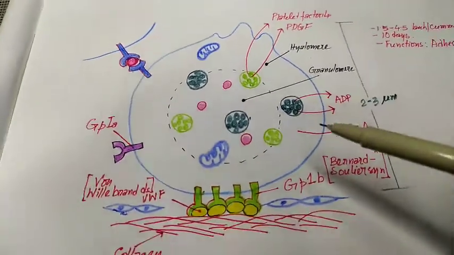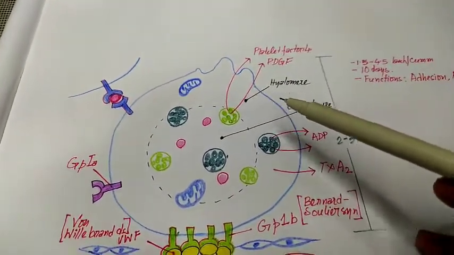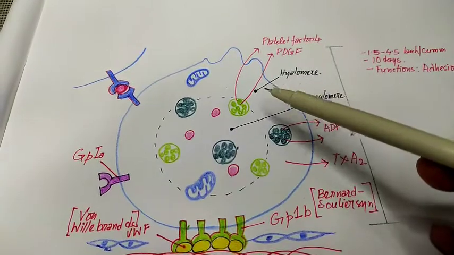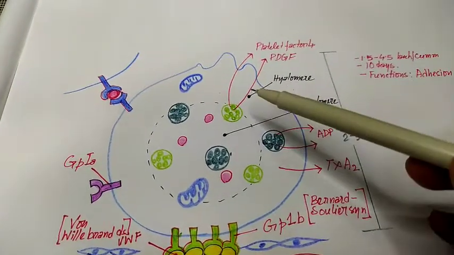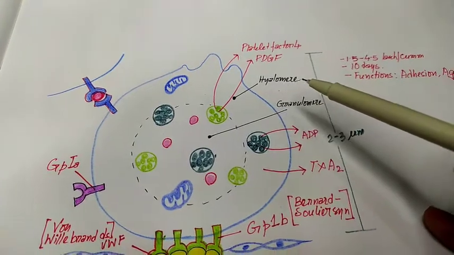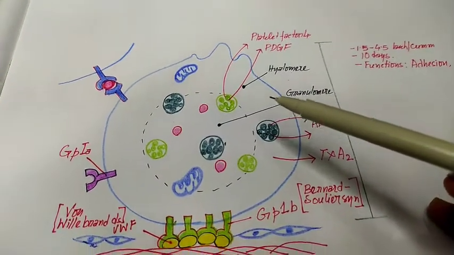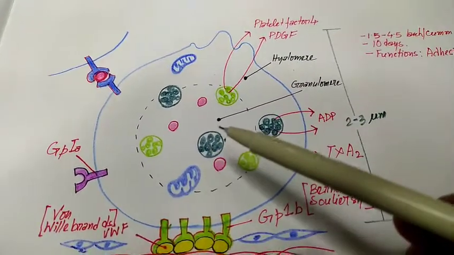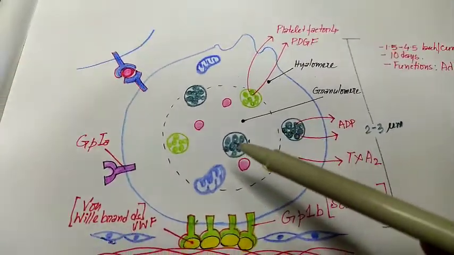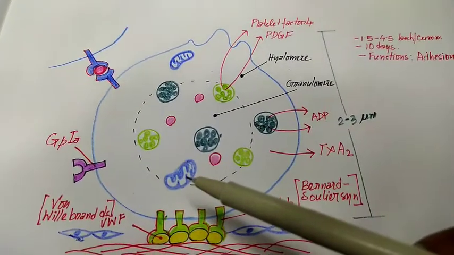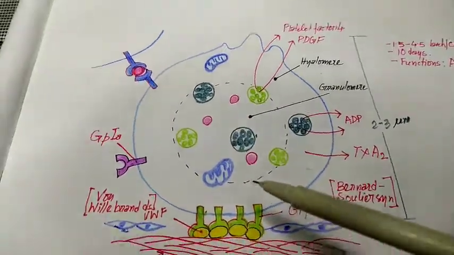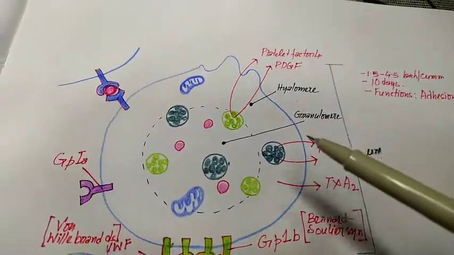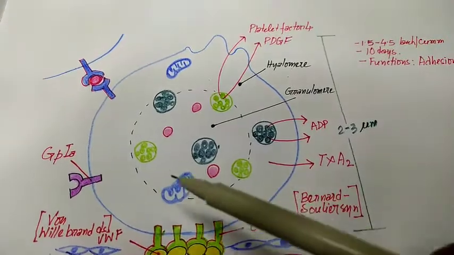Regarding the structure of platelet, there are two zones in the platelet, and it is devoid of any nucleus. The peripheral zone of this platelet is known as hyalomere, and this is a relatively less dense area, and the central portion is comprised of various granules and various cellular organelles. This area is known as granulomere. So it is the basic division of the platelet cytoplasm.